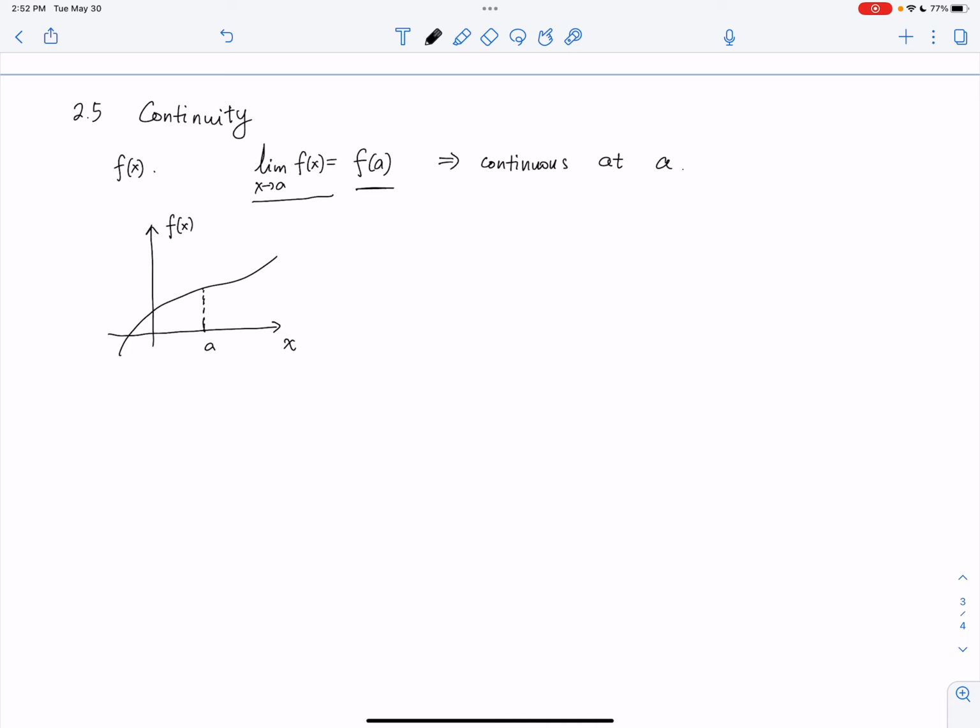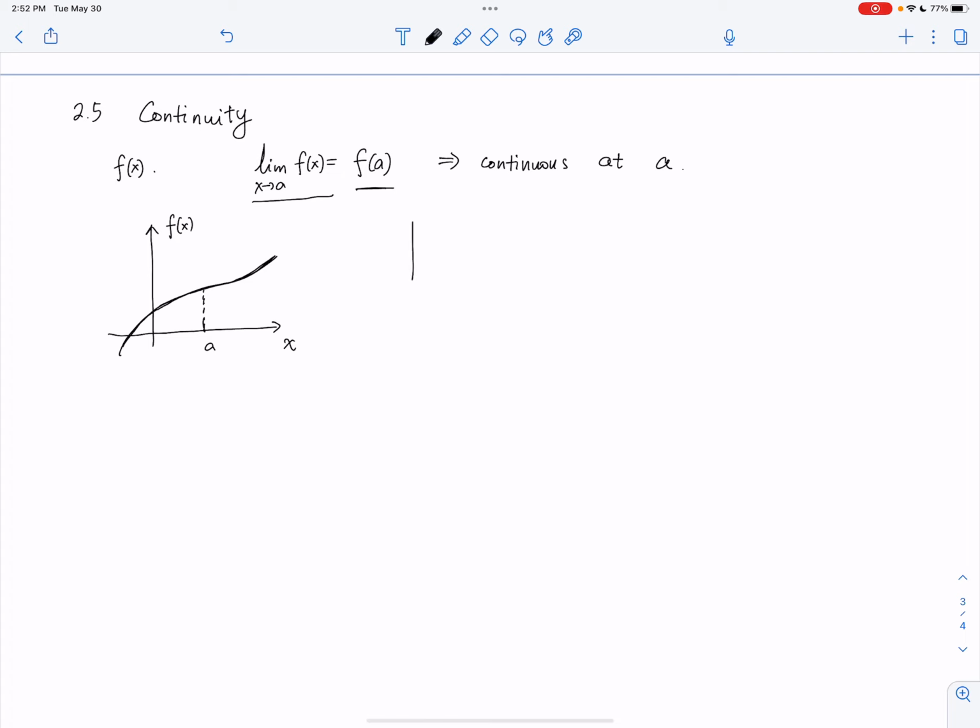There's no open circle, there's no jump, no cut. Or you can just remember, if you follow the curve in the neighborhood of A, if you can follow the curve all the way from a value below A to a value above A without lifting your pencil, then this is called continuous. You simply follow the curve like that. You don't have to lift your pencil to cross A.